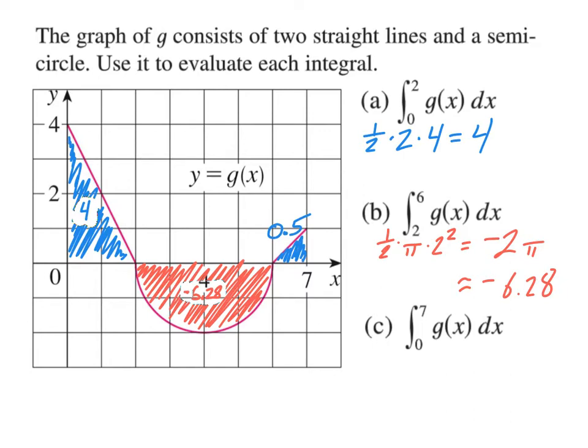If I then want to know this total area in part C, I'm going to take each of those areas, so 4 plus my negative 6.28, or the 2 pi if you prefer to leave it that way, plus the 1/2, or the 0.5. And we can go ahead and add all of those up together. When you do so, you should be getting an answer here of a negative 1.78. So then that's the total area under the curve between 0 and 7, and therefore that means it is the integral from 0 to 7 of our function.